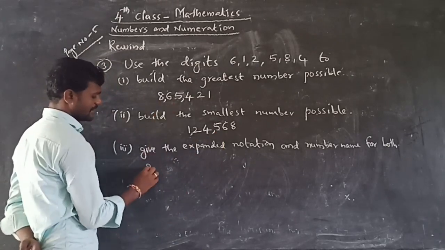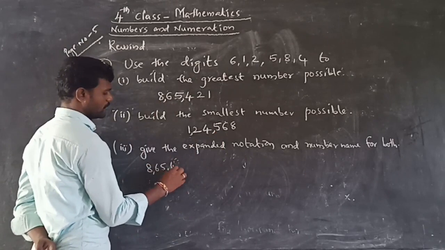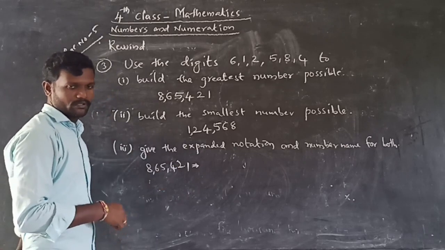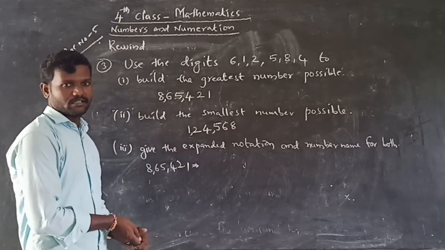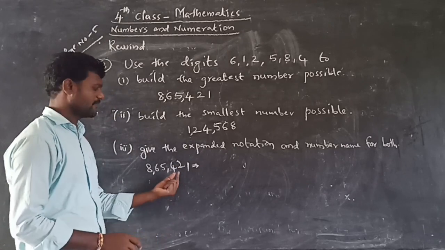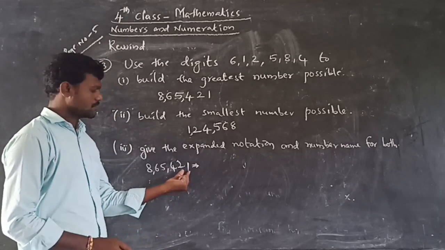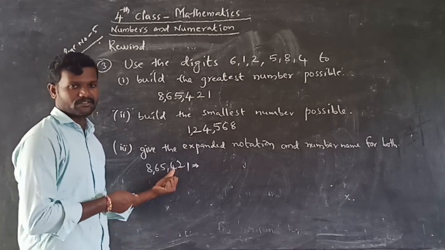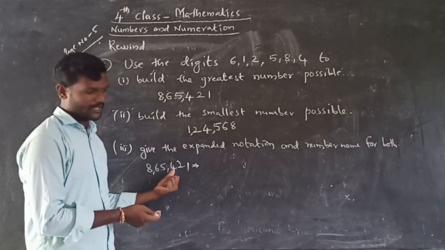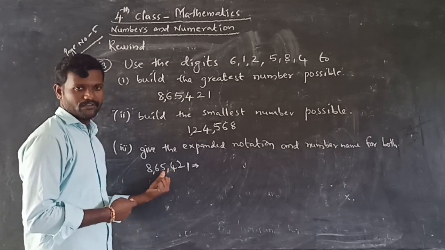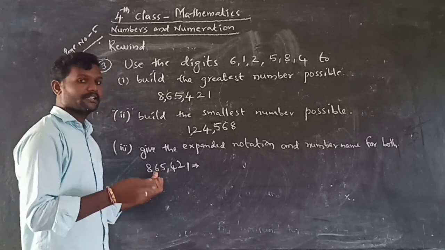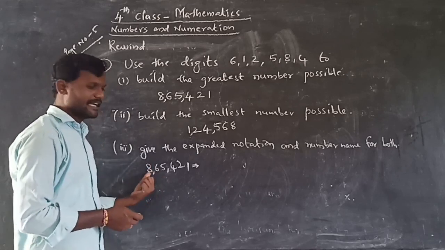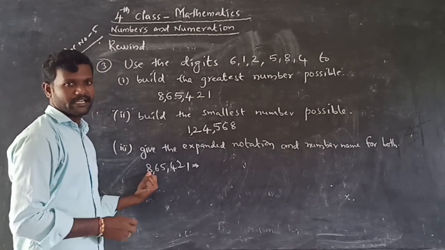Next, in this third one, give the expanded notation and number names for both. So what is the first number we got? 8,65,421. How can we write the expanded form? If you know the digits and places, then we can write the expanded form. 1 is in ones place. 2 is in tens place, that's why it is 20. 4 is in hundreds place, that's why it is 400. 5 is in thousands place, so 5,000. 6 is in 10,000s place, 6 tens are 60, so it is 60,000. And 8 is in lakhs place, that's why it is 8 lakh.